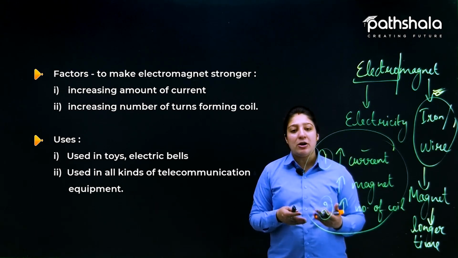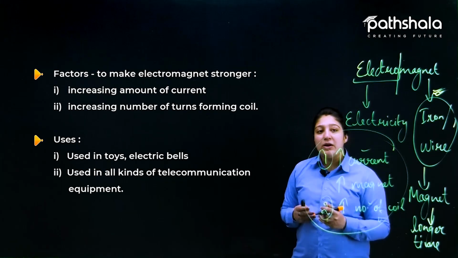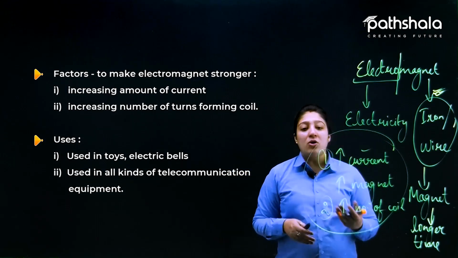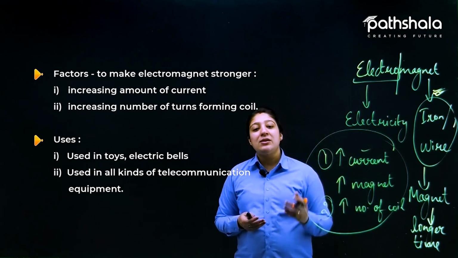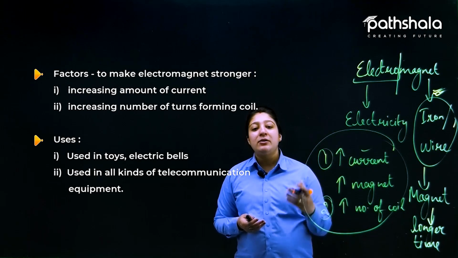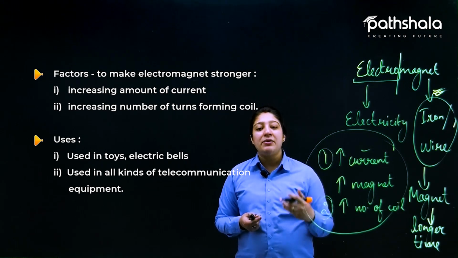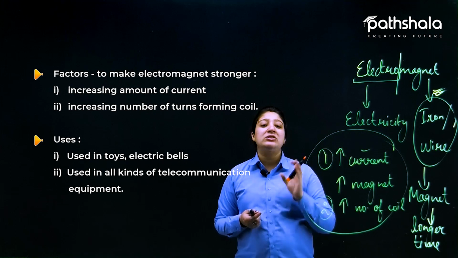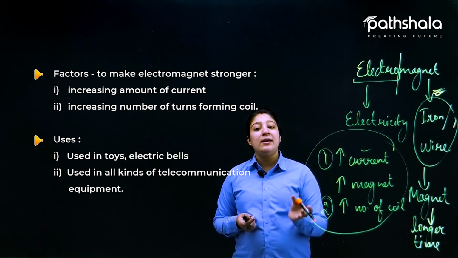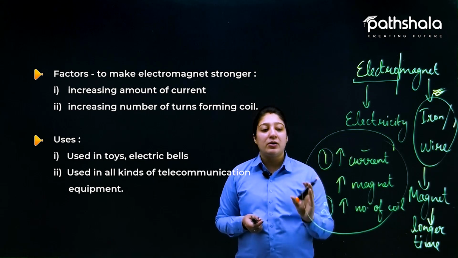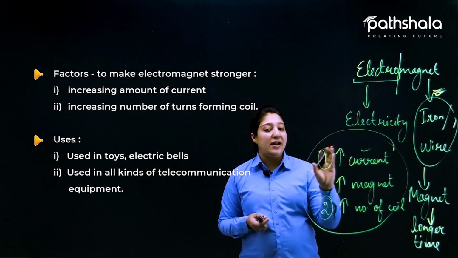Electromagnets are further used in telecommunication devices also. There also, when electricity passes through the piece of iron or the coils of wire, that coil of wire behaves as an electromagnet. In a further slide we are going to understand how the electromagnet present in an electric bell makes that bell work.